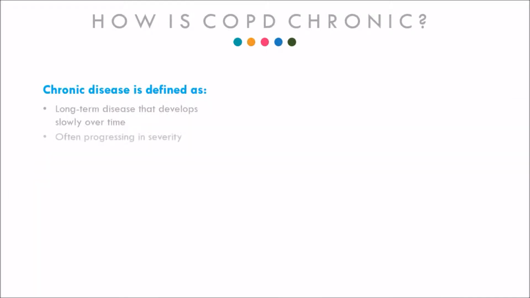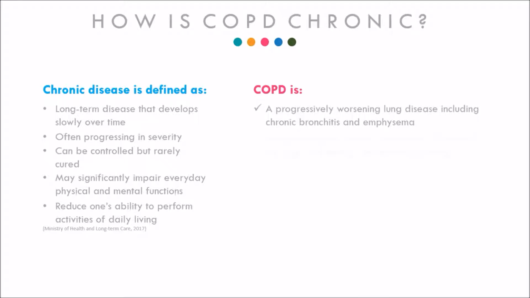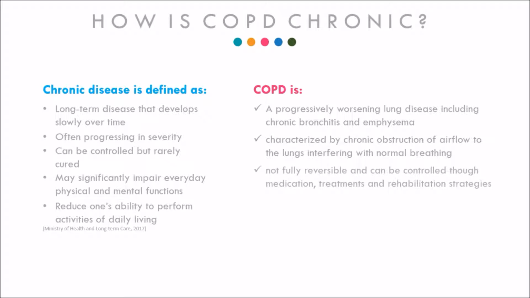Chronic disease definition. We'll first define chronic disease. Chronic disease, as defined by the Ministry of Health and Long-Term Care, is a long-term disease that develops slowly over time. Often progressing in severity, it can be controlled but rarely cured, may significantly impair everyday physical and mental functions, and reduce one's ability to perform activities of daily living.